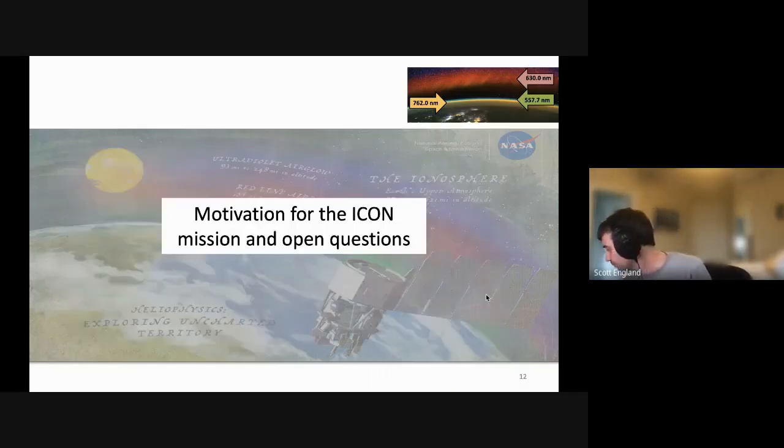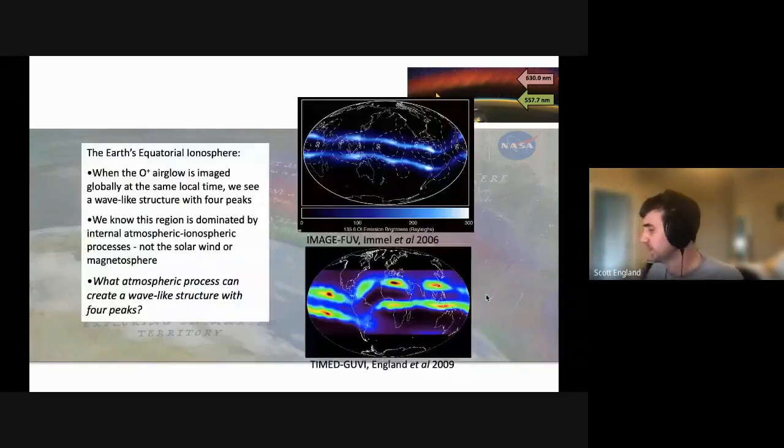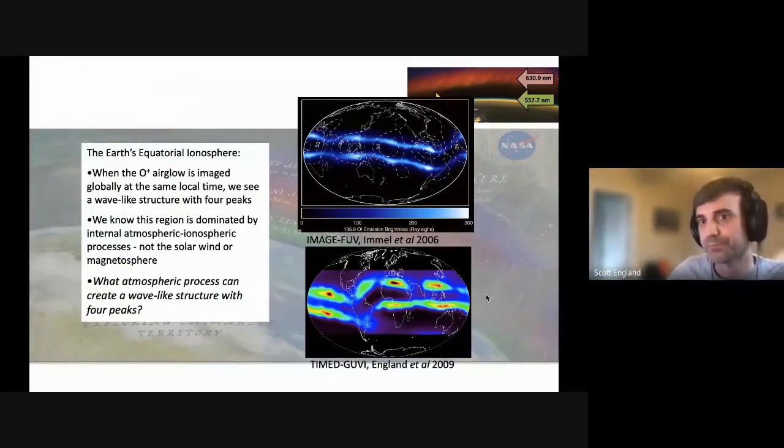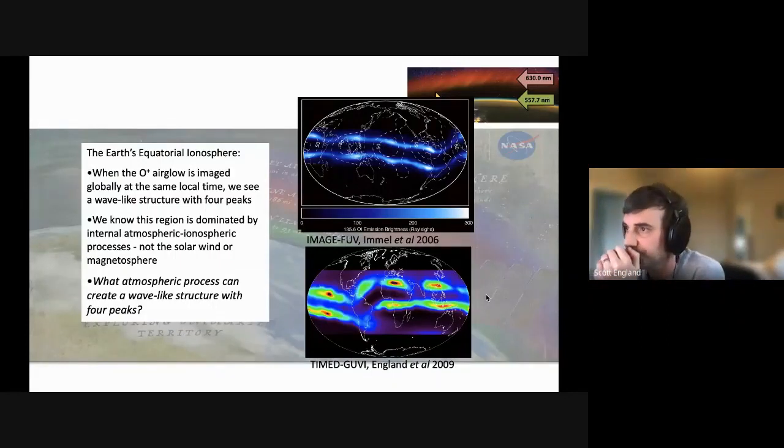Okay. So what were we thinking of when we put ICON together? Well, we had a few questions in mind. One of them was related to this. And so to put it in context, yes, I started working on ICON in about 2009 or so. So, you know, think of the questions we were thinking of then. And we were looking at this structure.